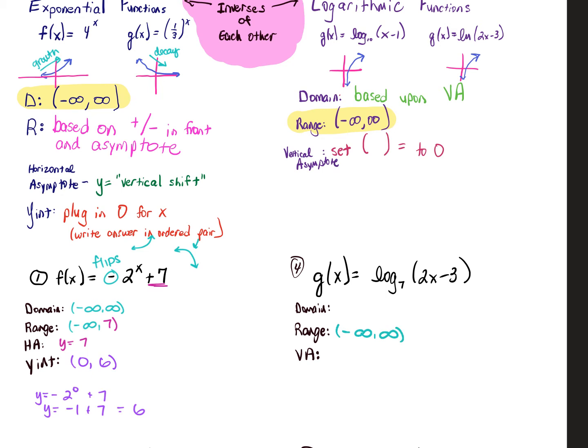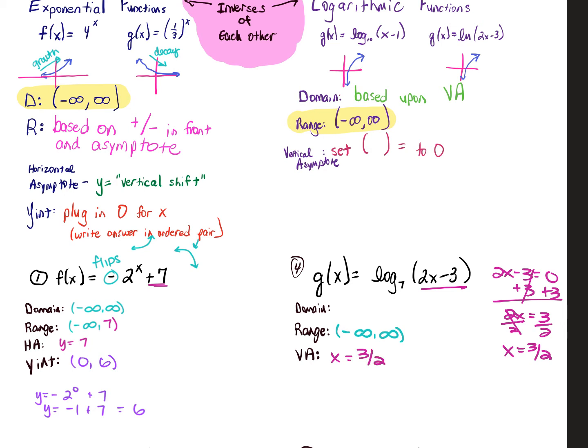We said automatically, right off the bat, your range is going to be from negative infinity to positive infinity. Next, you should ask yourself, do I have anything in parentheses? You have the 2x minus 3 in parentheses. So set that 2x minus 3 equal to 0 and then solve. To solve this, we're going to first move over that 3, so we're going to add it to both sides. We get 2x is equal to 3. Then we divide each side by the 2 and get that x is 3 over 2. So that x is equal to 3 over 2 is your vertical asymptote.